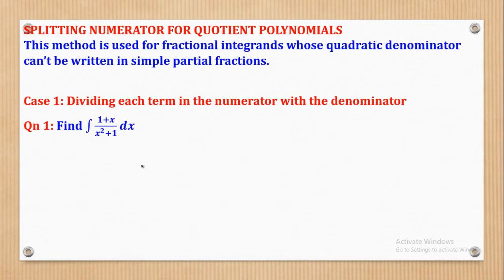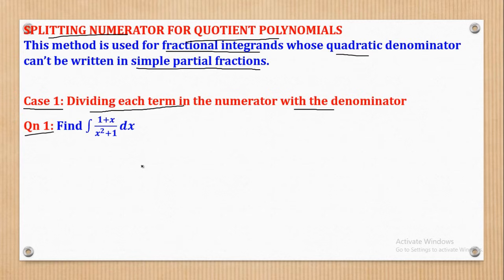So by now I believe you have mastered the concept of splitting a proper fraction into its partial fractions. So now you're going to go to splitting the numerator for quotient polynomials. This method is used for fractional integrands whose quadratic denominator can't be written in simple partial fractions. So there are various cases. The first case is the method of dividing each term in the numerator with the denominator.